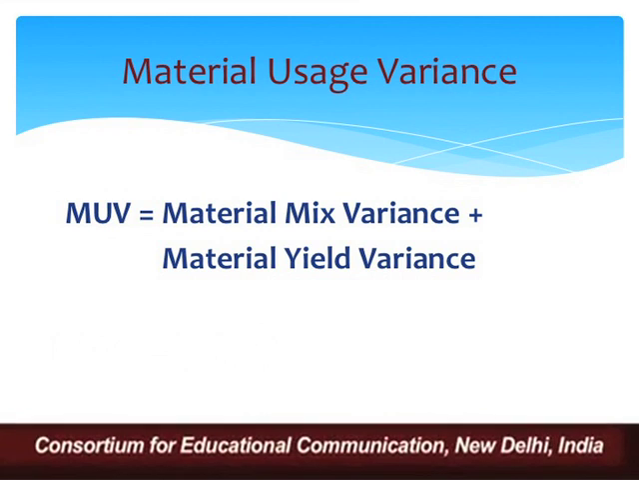What is material mix variance? Let's first discuss what mix variance is. As the term itself indicates, we are talking about some proportion or some mix of material. Suppose in my production process I am using more than one type of material. Suppose I am using two different types of material named A and B for producing a product called C. So obviously I have to make use of a given proportion of A and B, and that proportion is nothing but the mix of these two items.